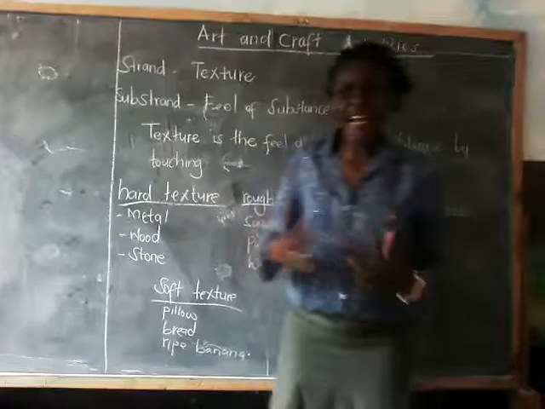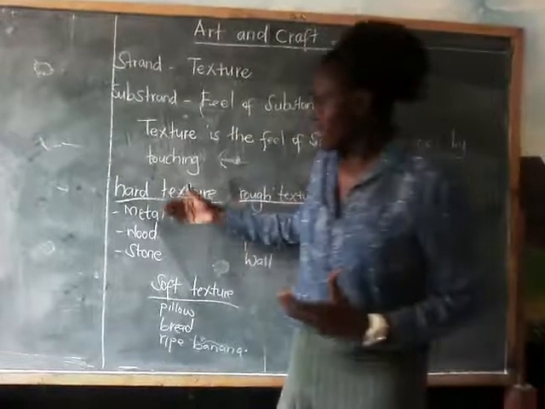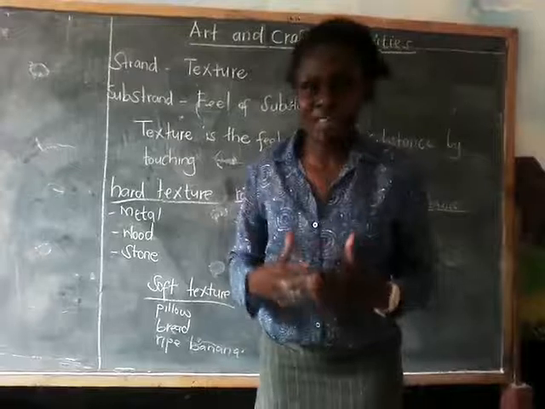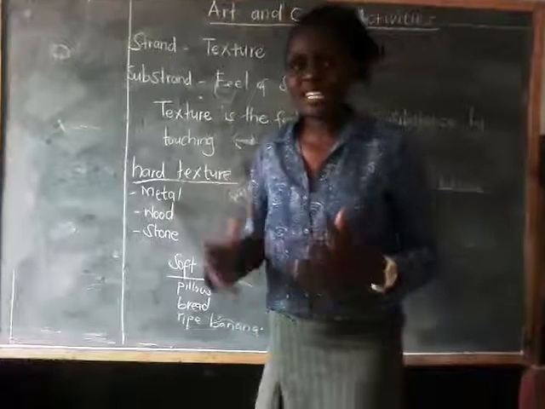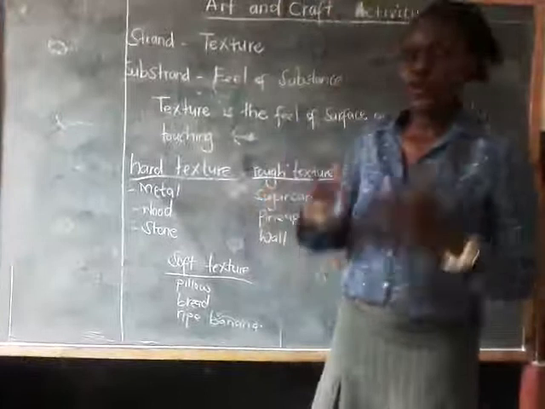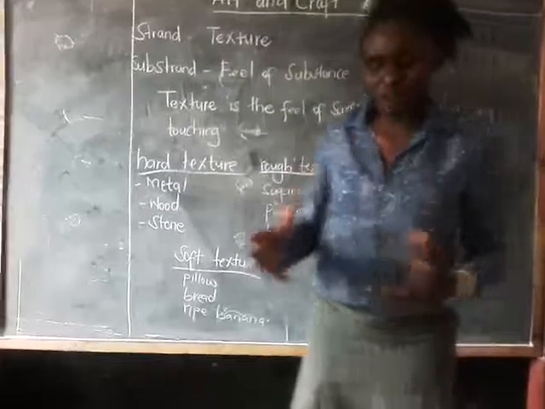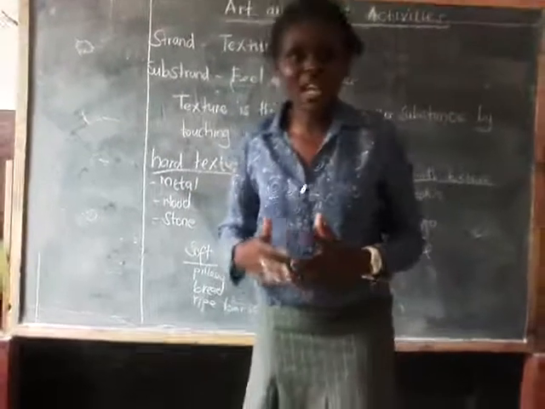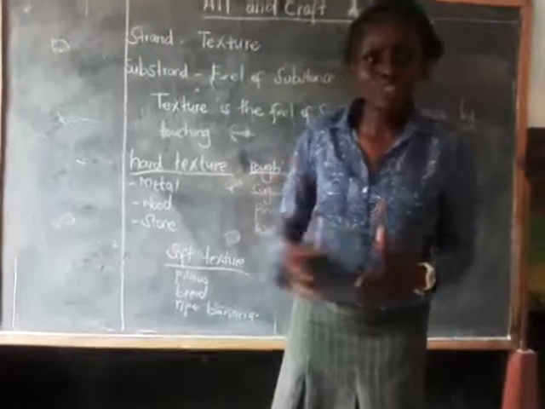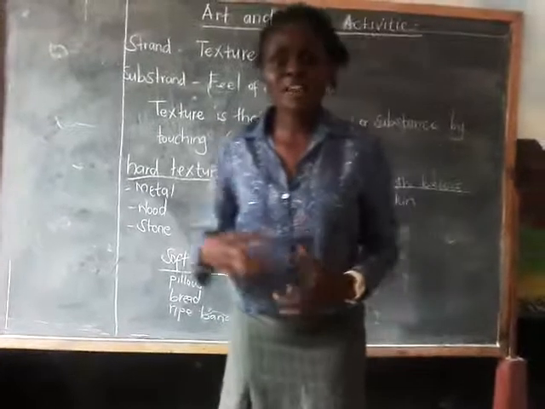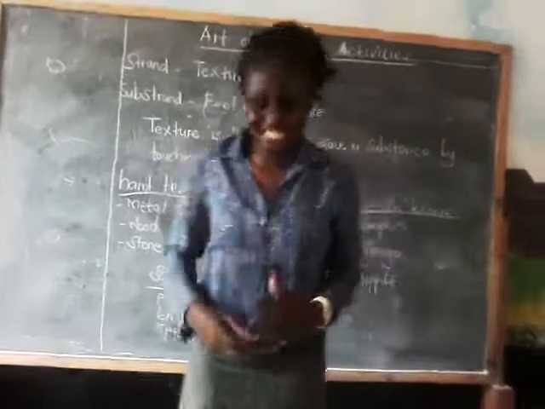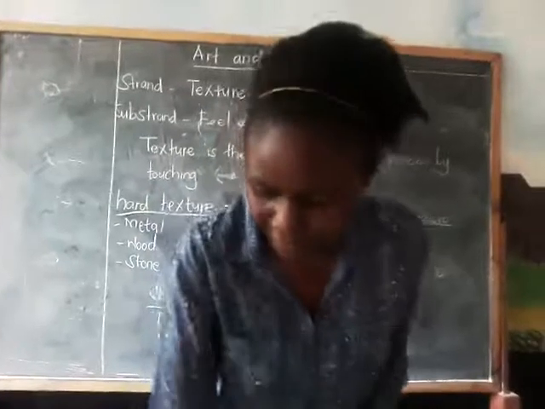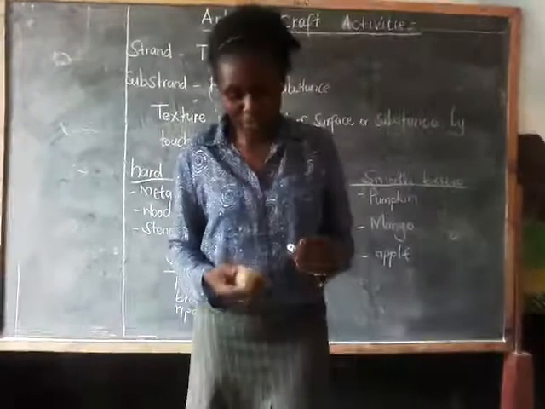So I have examples of different textures written on the blackboard. With the hard textures, we have objects like metals, wood, and stone, just to mention a few. Metal, wood, and stone are substances that have hard texture. And I have the stone and the metal with me.